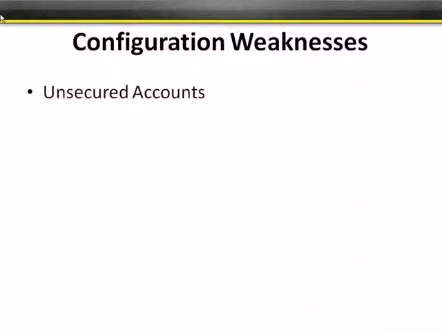First thing I want to talk about with configuration weaknesses is unsecured user accounts. These could be accounts with generic usernames or passwords. You can go to the internet pretty much right now and just search for default usernames and passwords, and within a few clicks you will find a list of well-known default usernames and passwords. It could be a default password account with a default username and password, but it could also be just an account with a weak password.